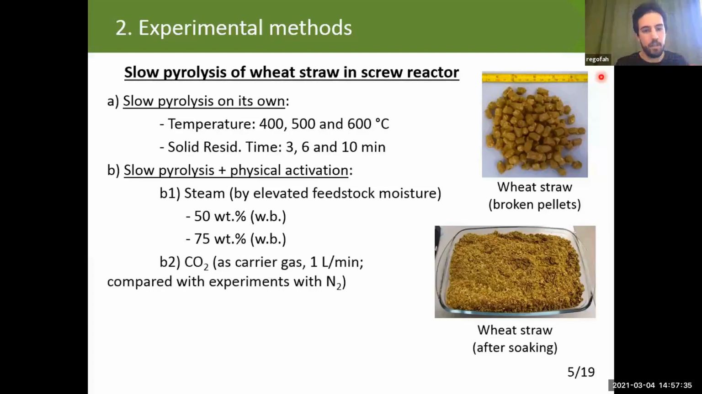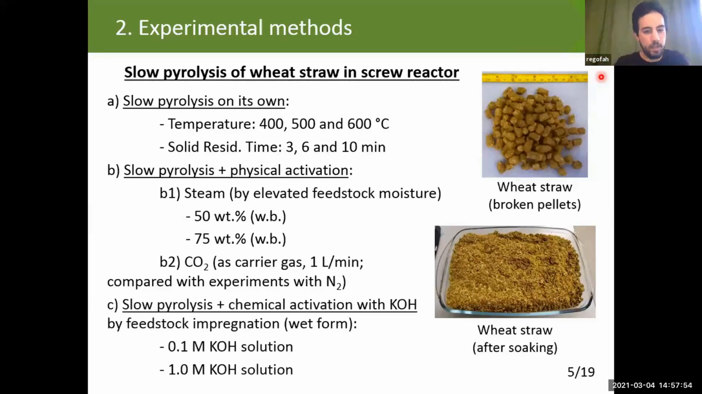And this physical activation and slow pyrolysis is done in one step. Instead of doing pyrolysis first and then activation, I'm doing it in one step, seeing how the CO2 and the evolved steam from the material interact with the material itself to see the consequences of that. And then regarding chemical activation, I made KOH solutions with different concentrations. And again, I soaked the feedstock with the KOH solution and tried to incorporate the KOH into the material and then pyrolyze it, doing chemical activation and slow pyrolysis in one step.